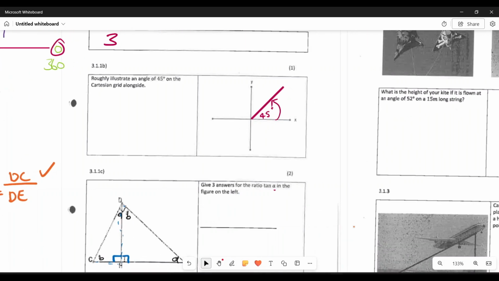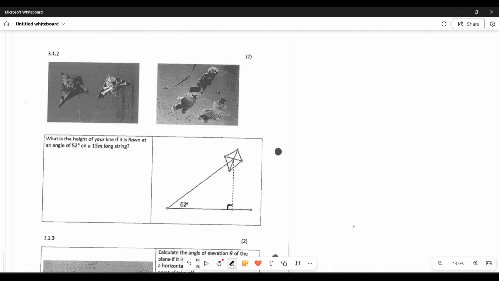Now, proceeding to the next question. What is the height of your kite if it is flown at an angle of 52 degrees on a 15-meter long string? Now, as you could see here, this is the right angle triangle, right? And remember, what is your height? Your height is that line from your lowest point up until your highest point, right? And every time in your right angle triangle, this line right over here will be your height from your lowest point to your highest point. Now here they want us to determine the height, which is the distance from our lowest point to our highest point highlighted in these dotted lines right here. Let me just do that here.